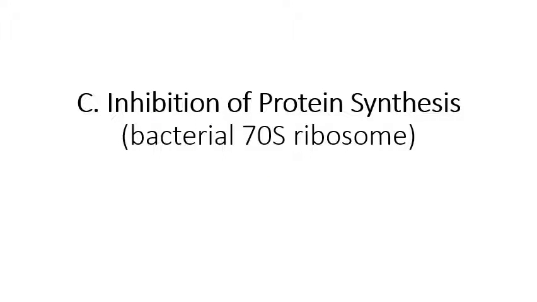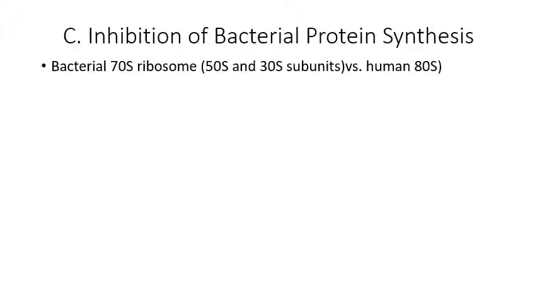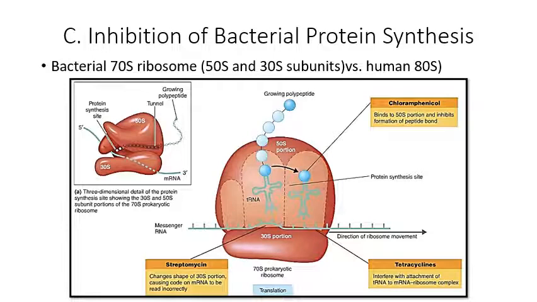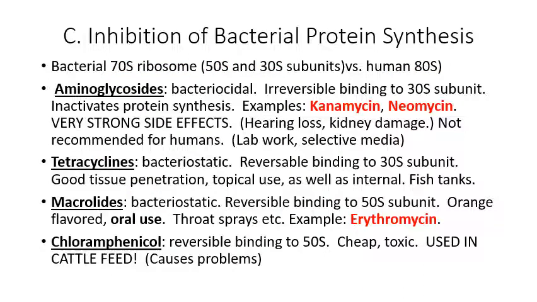Okay, what about inhibition of protein synthesis by inhibiting ribosomes or ribosome subunits? Right, so remember that bacteria have a 70S ribosome, humans have an 80S ribosome. The bacterial 70S ribosome is made of a 30S subunit and a 50S subunit. Okay, so now there are several different antibiotics that will target either the 50S or the 30S subunit.